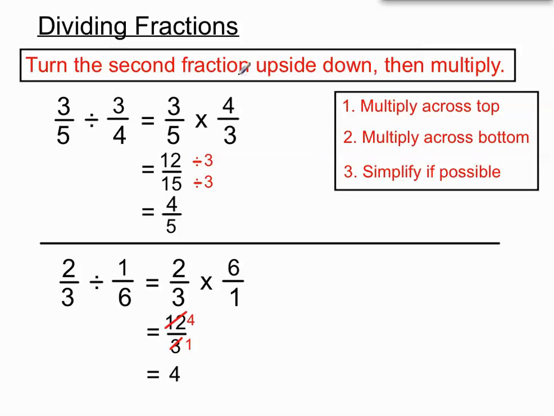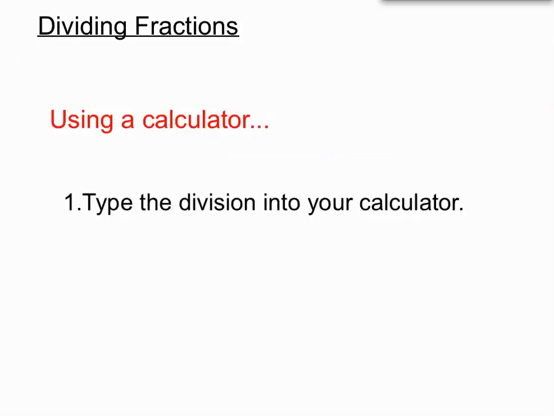Okay, so we turn the second fraction upside down, and then we use the multiplying steps from the previous video. Now once again, in an ideal world we'd be able to use our calculator all the time, but it's best to know how to do things without the calculator if you're stuck. So using a calculator, you type the division into your calculator using your fraction buttons and the divided by button, and then you press a really tricky thing, you press equals, and you've got the answer.